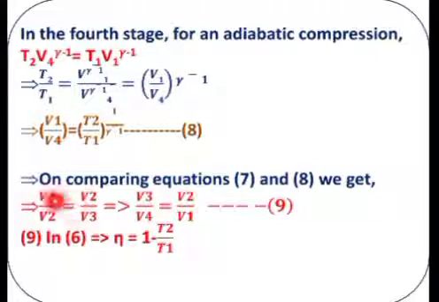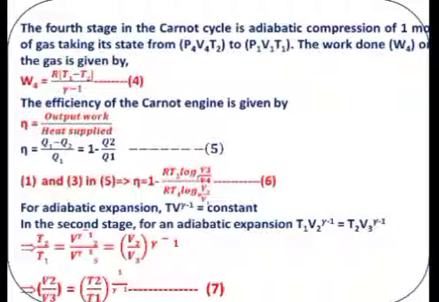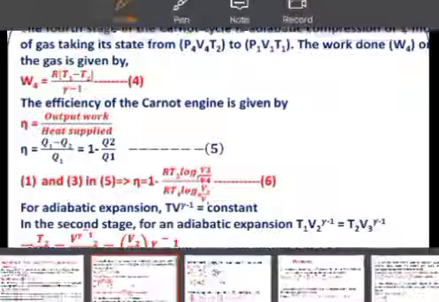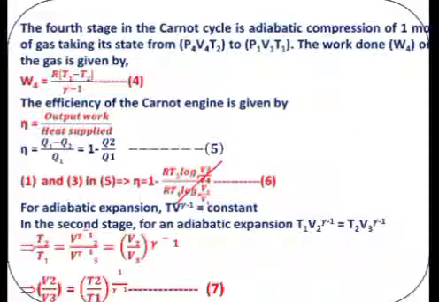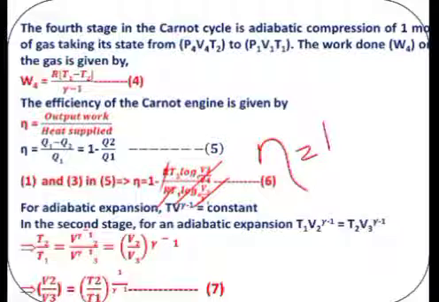After simplification and substituting the values, on comparing equations 7 and 8, we get V1 by V2 is equal to V2 by V3, which implies V3 by V4 is equal to V2 divided by V1. So V1, V2, V3, V4 cancel because we equated these values. Where we substituted V3 by V4, these cancel, and R also cancels. What is remaining now? Eta is equal to 1 minus T2 divided by T1.